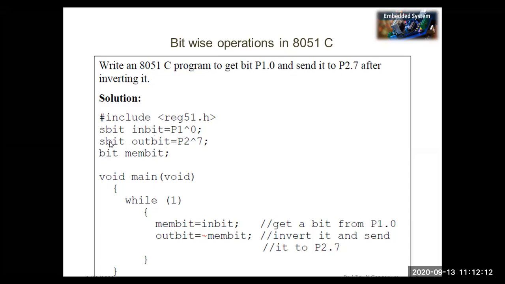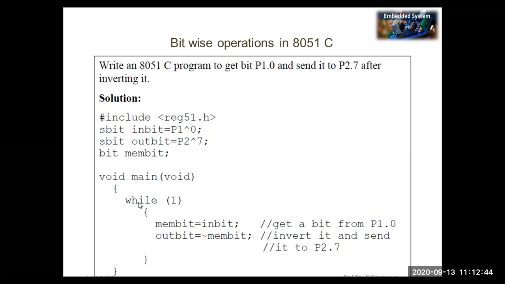Similarly, I am declaring outbit as an sbit type of variable, to which I am assigning the address of pin number 7 of port 2. By using this outbit symbol I am representing this pin, that is pin number 7 of port 2. Then bit membit; semicolon. This again declares membit as a variable of type bit, so in membit I can store 1 bit of data. Then the void main function.